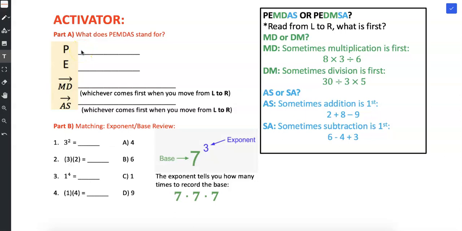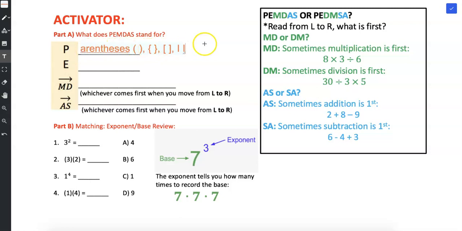For the activator today, we are reviewing the order of operations and what an exponent and a base represent. So let's start with the order of operations. Level 1 is parentheses, and that includes parentheses, braces, brackets, and absolute value.